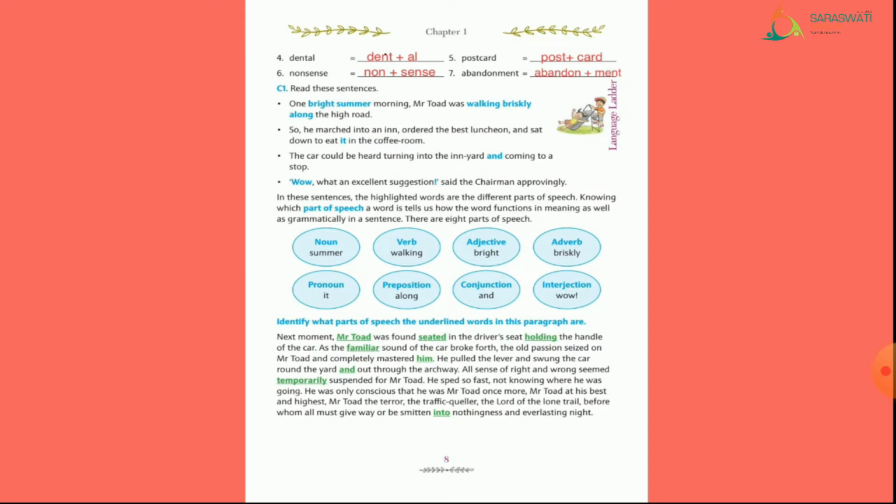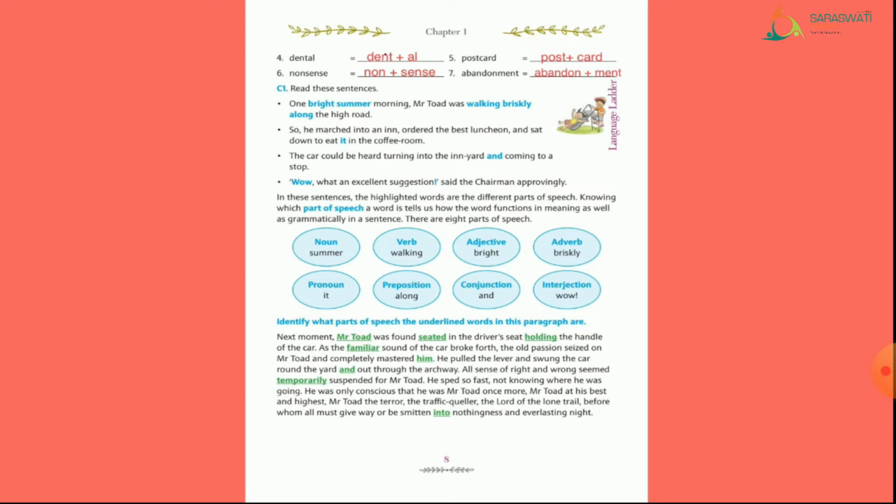Next one is nonsense. Nonsense is also added to the word. So prefix non is added to the word and a word has become nonsense. Number 7, abandonment. Abandonment. Okay, the root word is abandon and ment is added as suffix.